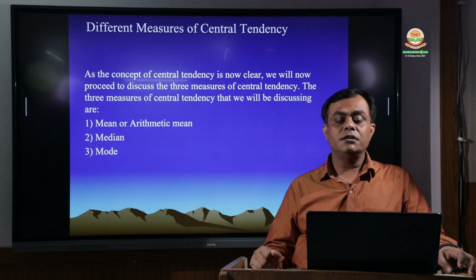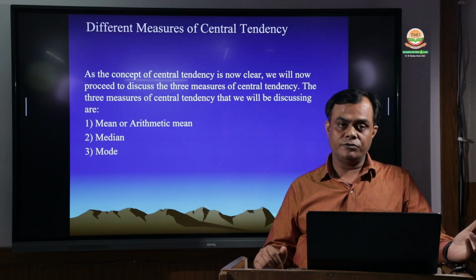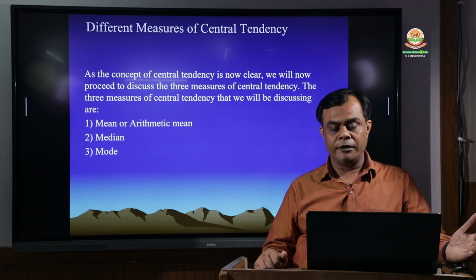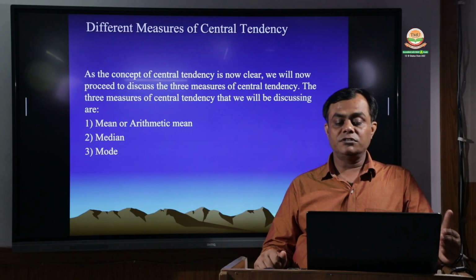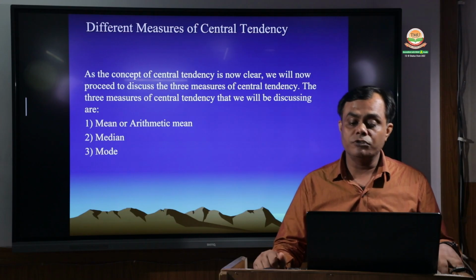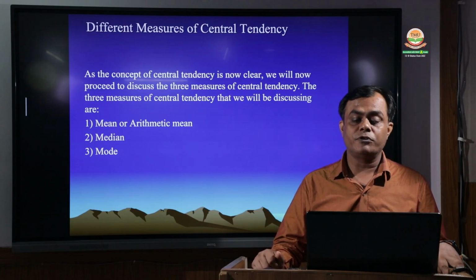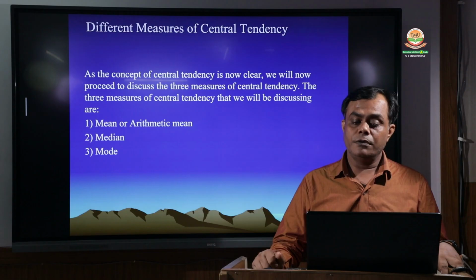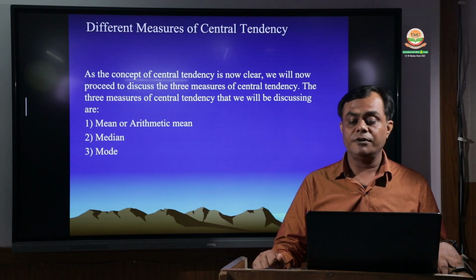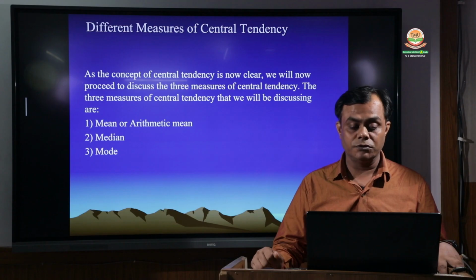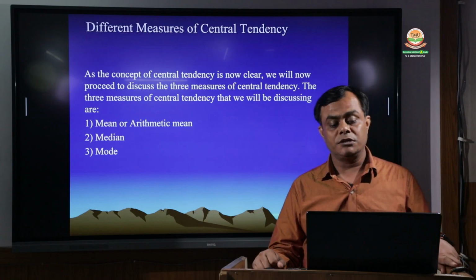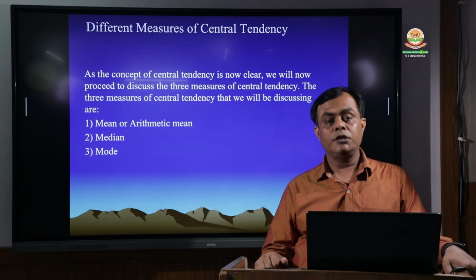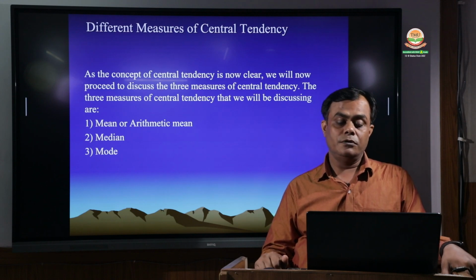Next are the different measurements of central tendency. We have already gone through that there are various measurements of central tendency. Now that the concept of central tendency is clear, we will proceed to discuss the three measurements of central tendency. They are as follows: the first is the mean or arithmetic mean, the second is the median, and the third is the mode. So here we go through the three types of measurement of central tendency: mean, median, and mode.